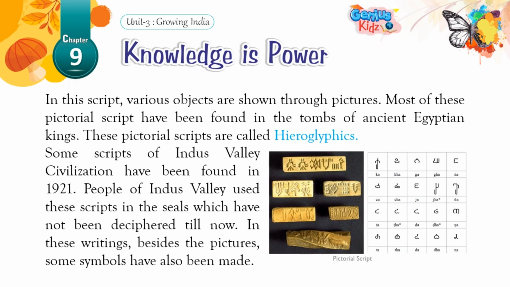In this script, various objects are shown through pictures. Most of these pictorial scripts have been found in the tombs of ancient Egyptian kings. These pictorial scripts are called hieroglyphics. Some scripts of the Indus Valley civilization were found in 1921. People of the Indus Valley used these scripts in the seals, which have not been deciphered till now. In these writings, besides the pictures, some symbols have also been made.